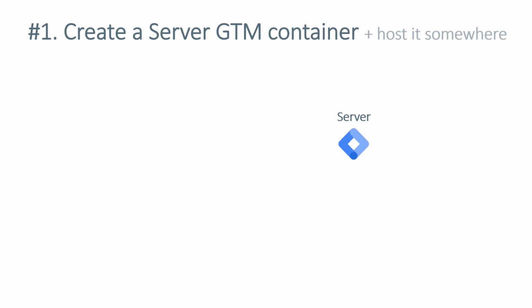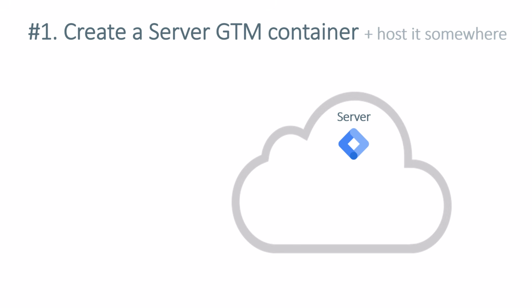But that's enough of the theory. Now let's take a look at the implementation. The first step is to create a server-side Google Tag Manager container and host it somewhere. You can host it on Google Cloud, on Amazon, Microsoft servers. You can also use one of the dedicated providers that specialize in server-side Google Tag Manager hosting. And in fact, this is exactly what we will do. In this video, I will be using Stape because it's cheaper than Google Cloud Platform, but it's still very reliable and it's easier to use.